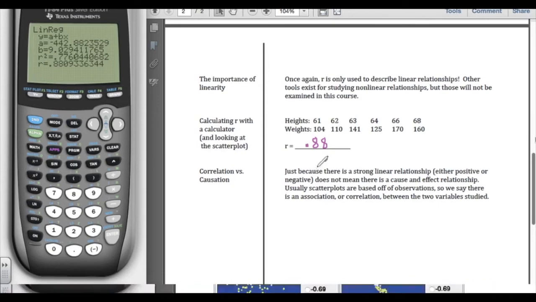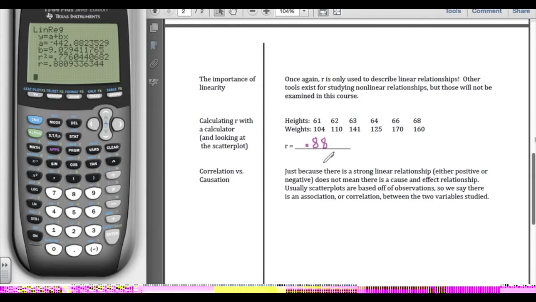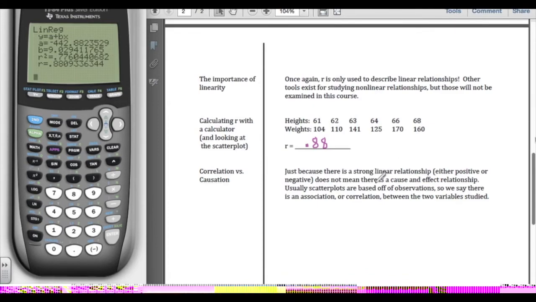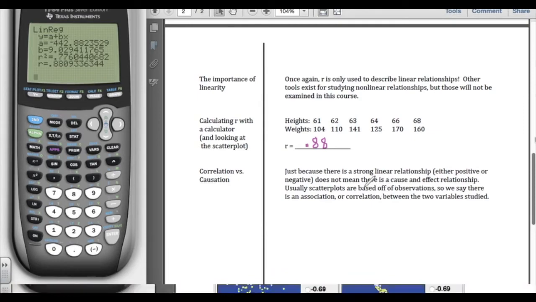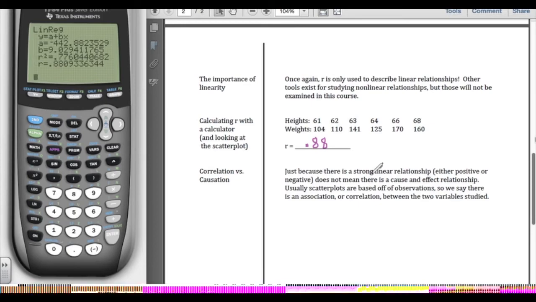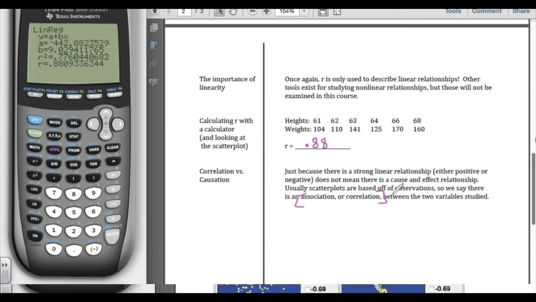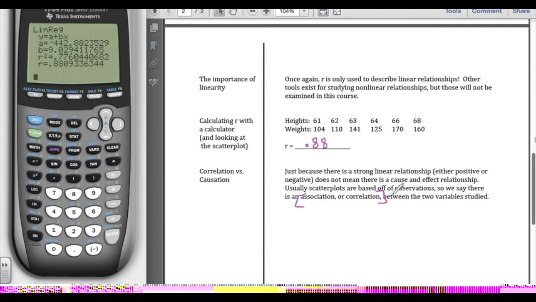Just a quick note, if there's a strong relationship, either positive or negative, it doesn't mean there's a cause and effect relationship. It doesn't mean that one variable is causing the increase or decrease in the other variable. All it means is there's a strong correlation or strong association between the two variables. Correlation does not imply causation. All we know is that these two are strongly related, but there's not necessarily a strong cause and effect relationship.